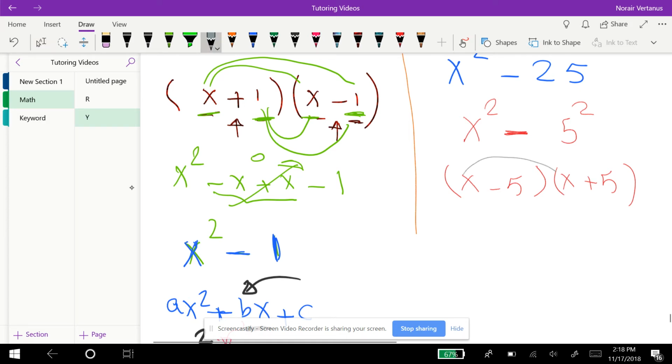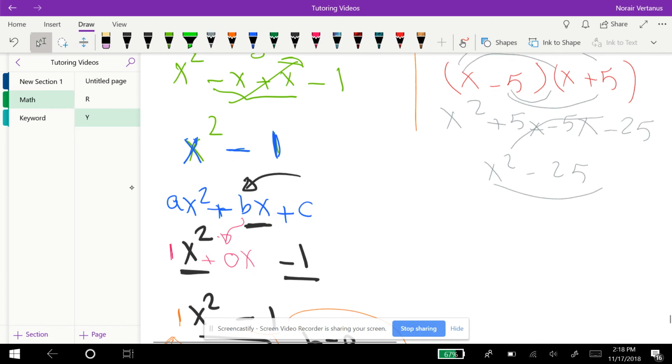So see, you multiply this by this, you get x squared. You multiply this by this, you get plus 5x. You multiply this by this, you get negative 5x. You multiply this by this, you get negative 25. You see, negative 5x and plus 5x cancel, and you get x squared minus 25. That's called difference of squares. These are conjugates of each other, and this is called difference of squares. Why? Because it's a difference of squares, meaning these two numbers are squared.